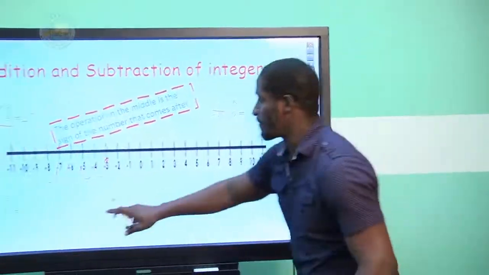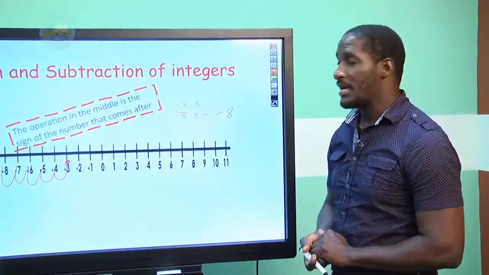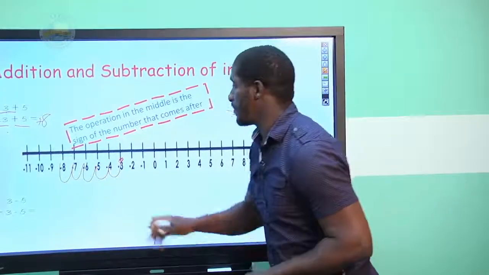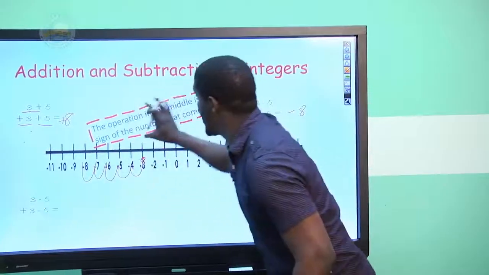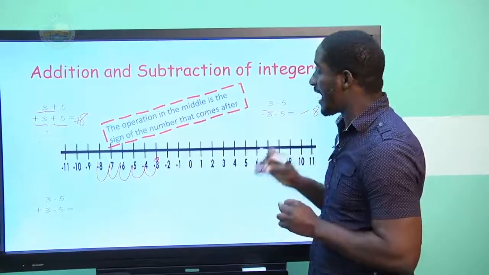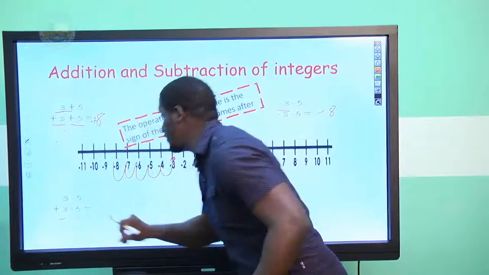Let's look at this one now. 3 minus 5. Again, there's no sign in front of the 3, so this 3 is positive 3. And it's positive 3 minus 5, but here again, the operation in the middle of the numbers is the sign of the number that comes after. So this here is positive 3, negative 5.